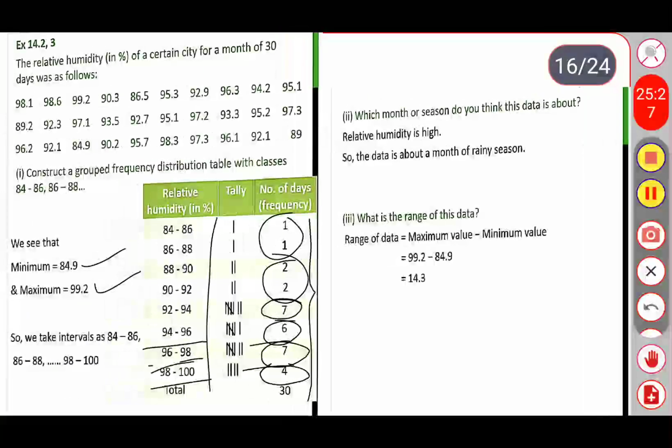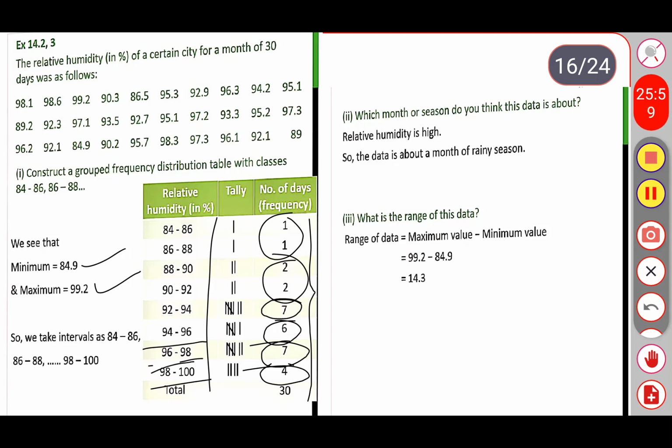Now see the question. With the help of this frequency distribution table, we can easily answer the following questions. Which month or season do you think this data is about? Relative humidity is high, so the data is about a month of the rainy season. In the rainy season, we observe the highest humidity in the air.